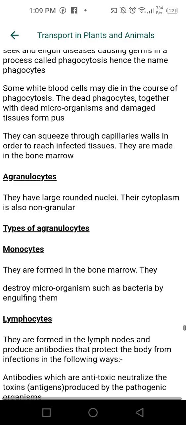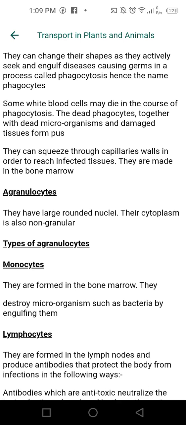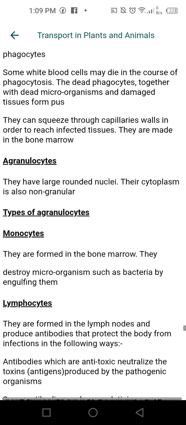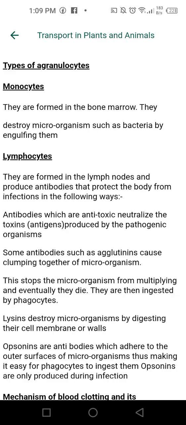Agranulocytes. They have large rounded nuclei. Their cytoplasm is also non-granular. Types of agranulocytes. Monocytes. They are formed in the bone marrow. They destroy microorganisms such as bacteria by engulfing them. Lymphocytes. They are formed in the lymph nodes and produce antibodies that protect the body from infections in the following ways.